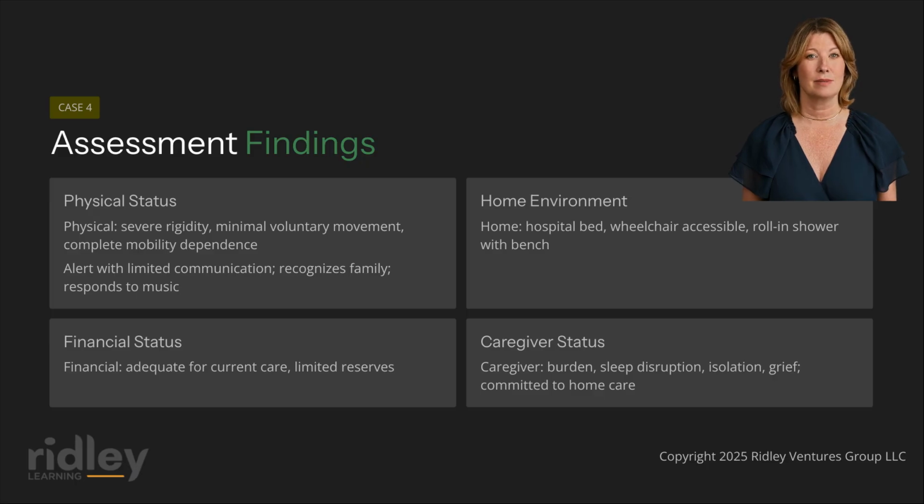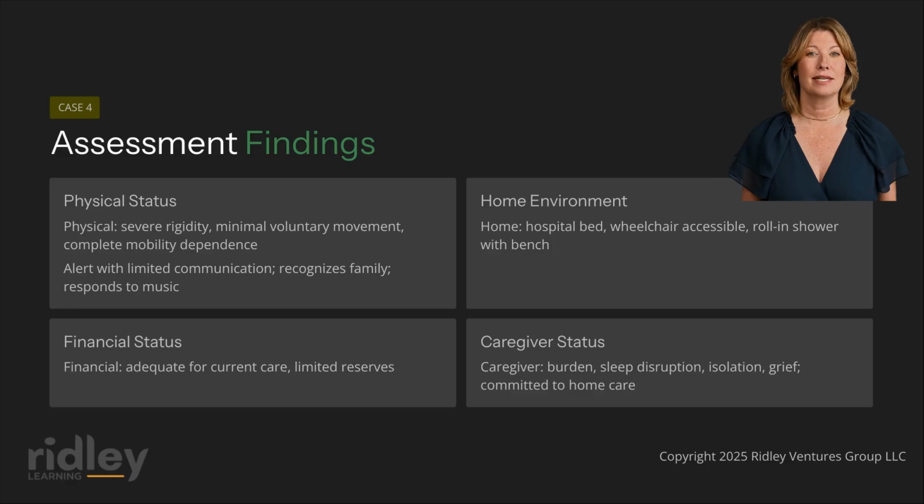Home environment assessment identifies a hospital bed in the living room, wheelchair accessibility throughout the main living areas, and a roll-in shower with shower bench that Mr. Thompson and the caregiver use for bathing assistance. Social work assessment identifies financial resources adequate for current care arrangement, but limited reserves for increased care needs. The couple's 2 adult children live out of state but maintain regular telephone contact and visit quarterly.